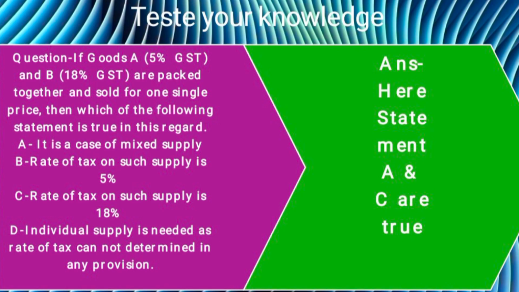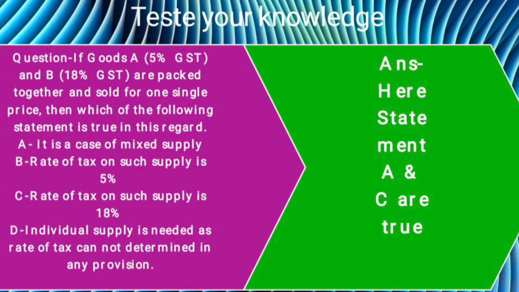Option A: it is a case of mixed supply. Definitely it is a case of mixed supply because the two goods are packed. Packed means artificially bundled. It is not naturally bundled. So it is a case of mixed supply. Statement A is true. Option B: rate of tax on such supply is 5%.